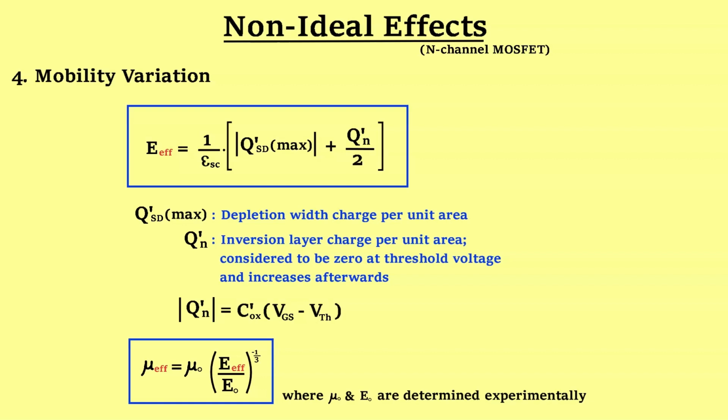The effective inversion charge mobility is a strong function of temperature because of lattice scattering. As temperature decreases, the effective mobility increases. Similarly, as gate to source voltage increases, the carrier mobility decreases even further. Our next and the last non-ideal effect is velocity saturation.